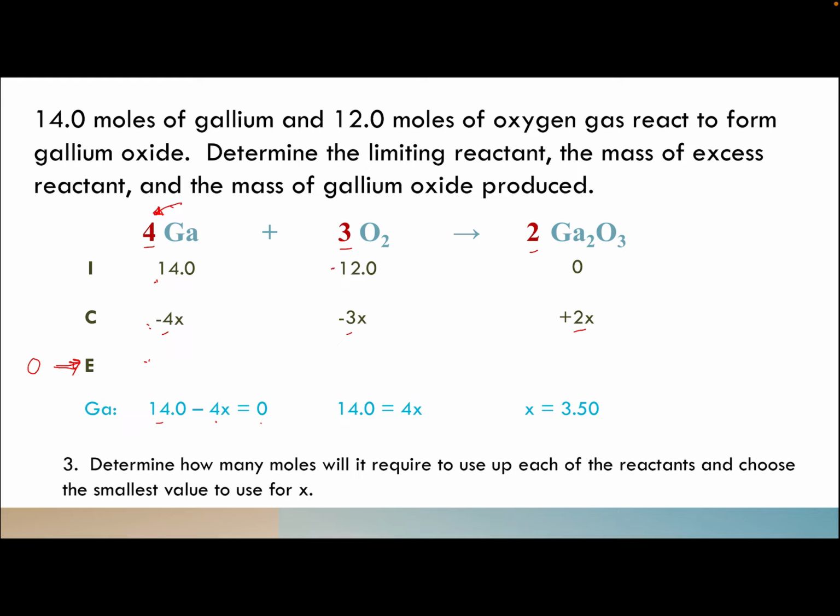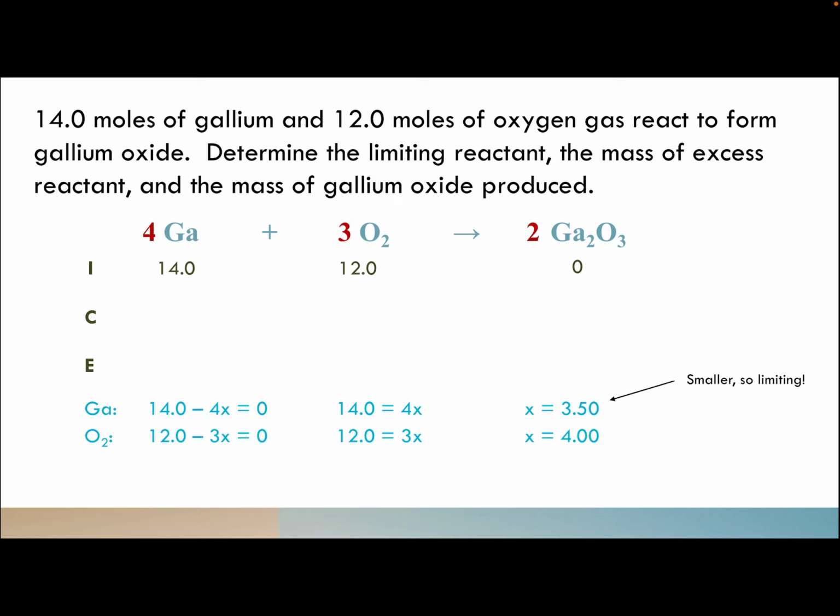Then we're going to do the exact same thing with oxygen. We're going to say, okay, 12 minus 3x gets us 0. So that's this one. 12 minus 3x gets us 0, and then we'll solve for what x would be. x would be 4. All right, now in looking at these, we're going to pick the one that is smaller. So that still stays the same with the limiting reagent stuff. Okay, the smaller one is 3.50, so that means that our gallium is limiting.